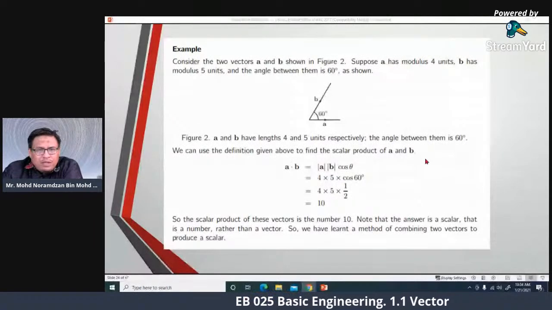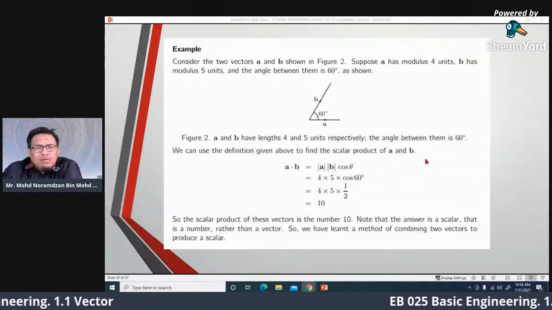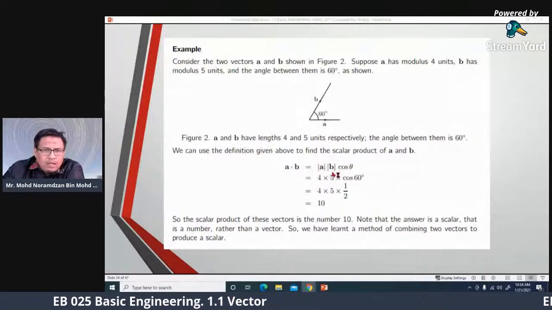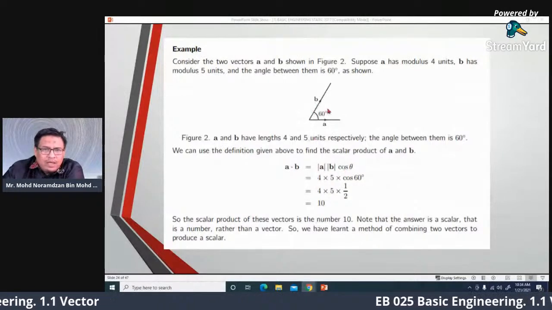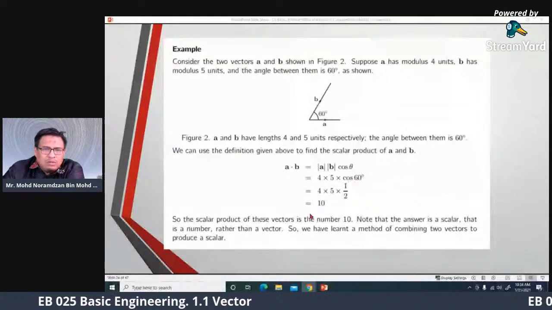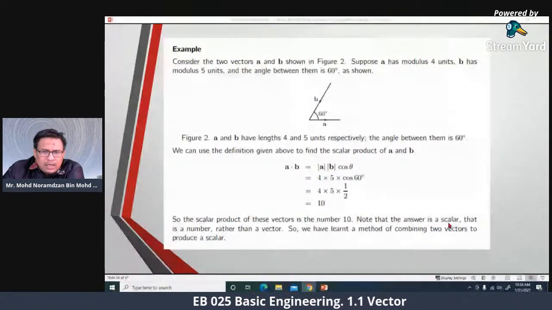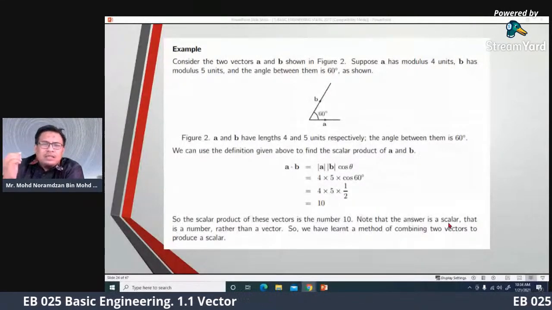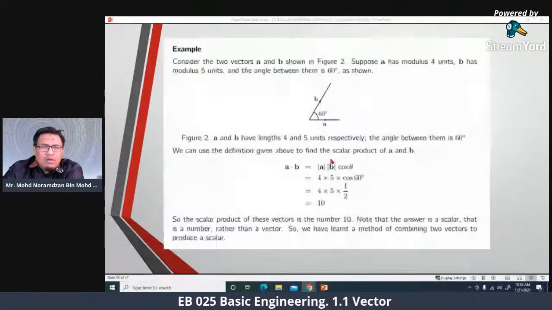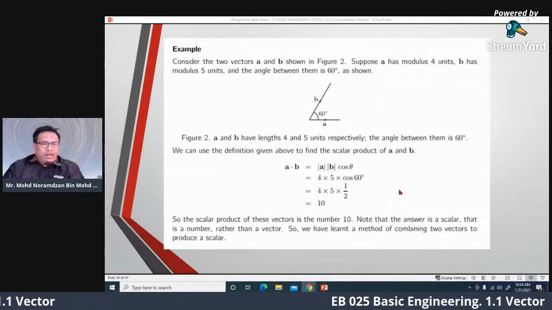We can use the definition above to find the scalar product. We want to discuss the scalar product. What is A dot B? Equal to A times B cos theta. 4 times 5 times cos 60, so you get the answer 10. The answer is a scalar. Scalar means magnitude; it doesn't have direction. A vector has magnitude and direction. You must know that.